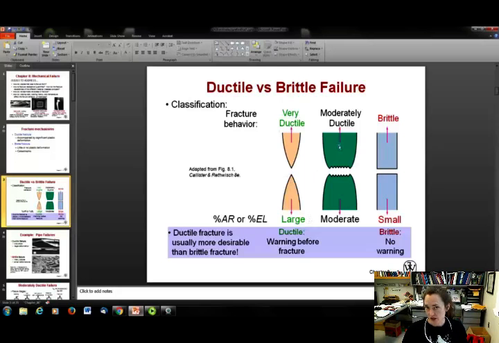If you have a moderately ductile material, like some metals, then you see a little bit of necking and then a fracture across the center. And then for a brittle material, it doesn't neck at all. The nice thing about ductile materials is that you have warning usually before fracture occurs. You can see the necking start to form, the part starts to give, there's more time. Brittle fracture is so sudden and so catastrophic that it's not very desirable.